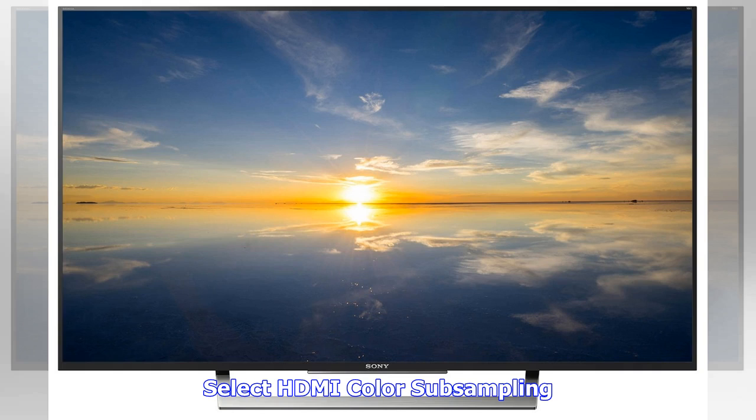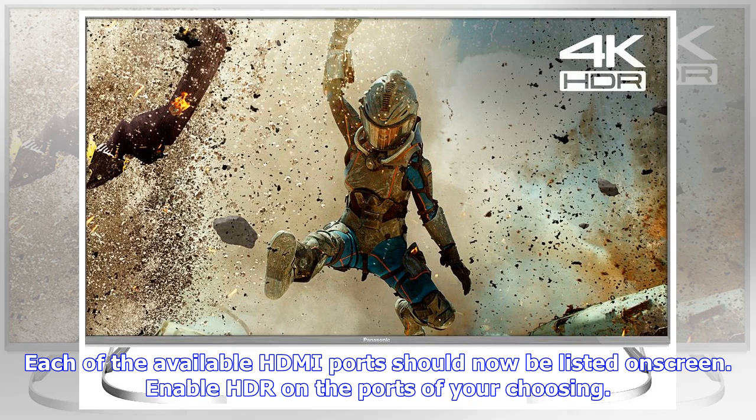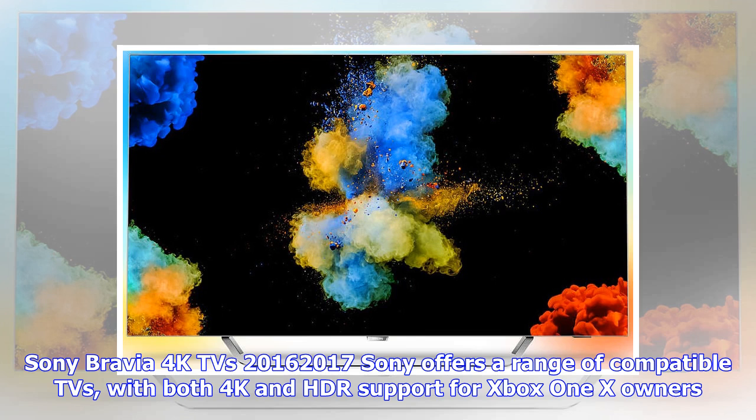To use HDR on your display, you'll need to turn on HDMI color subsampling within the Vizio SmartCast app. Open your SmartCast app. Select Settings. Next, choose Inputs. Select HDMI color subsampling. Each of the available HDMI ports should now be listed on screen. Enable HDR on the ports of your choosing.